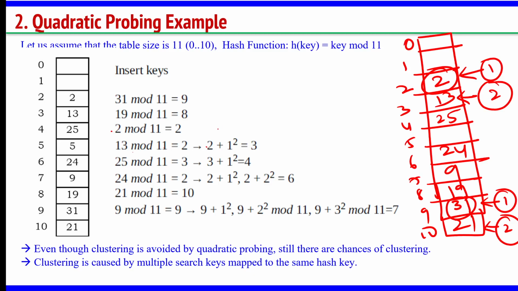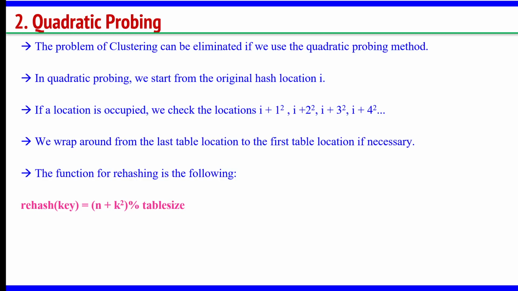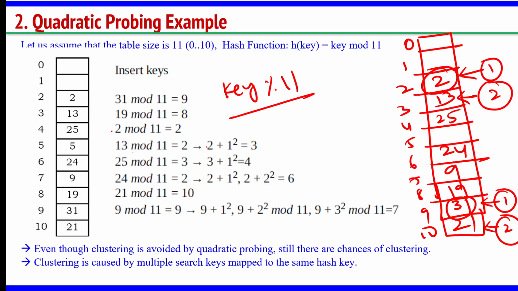I hope you understood this approach. In quadratic probing, first we use the base key, that is key modulo 11, the table size. If some collision is happening, then we apply the rehash function, that is n plus k square: 1 square, 2 square, 3 square, 4 square and so on, so that we get a better location without any collision on the hash table. This is our quadratic probing approach, but still the problem of clustering exists a little even in this method.